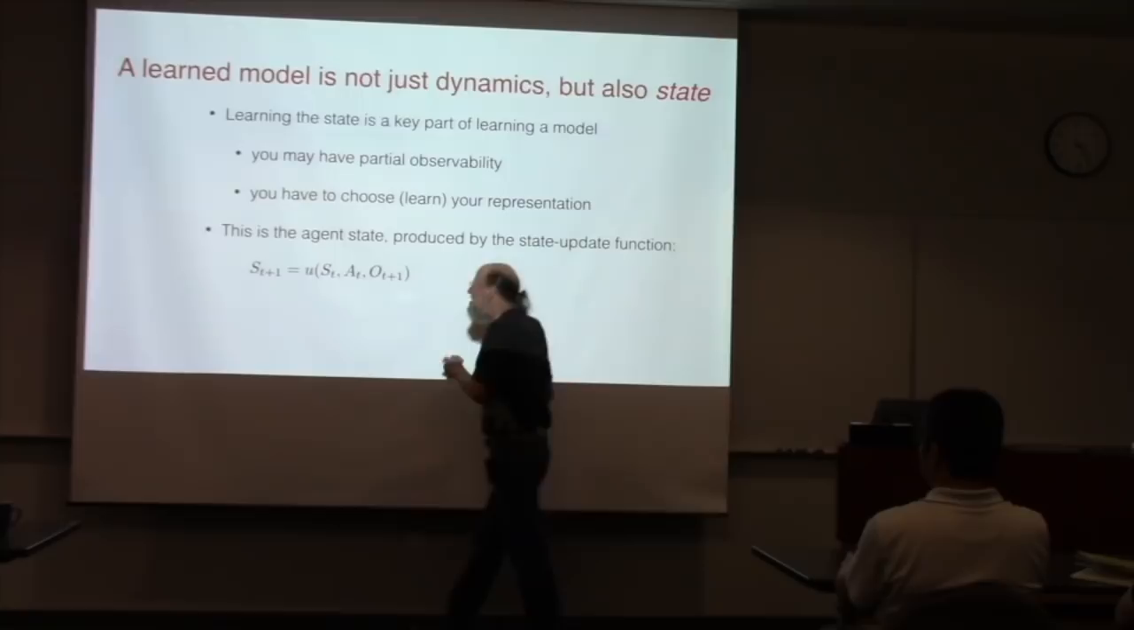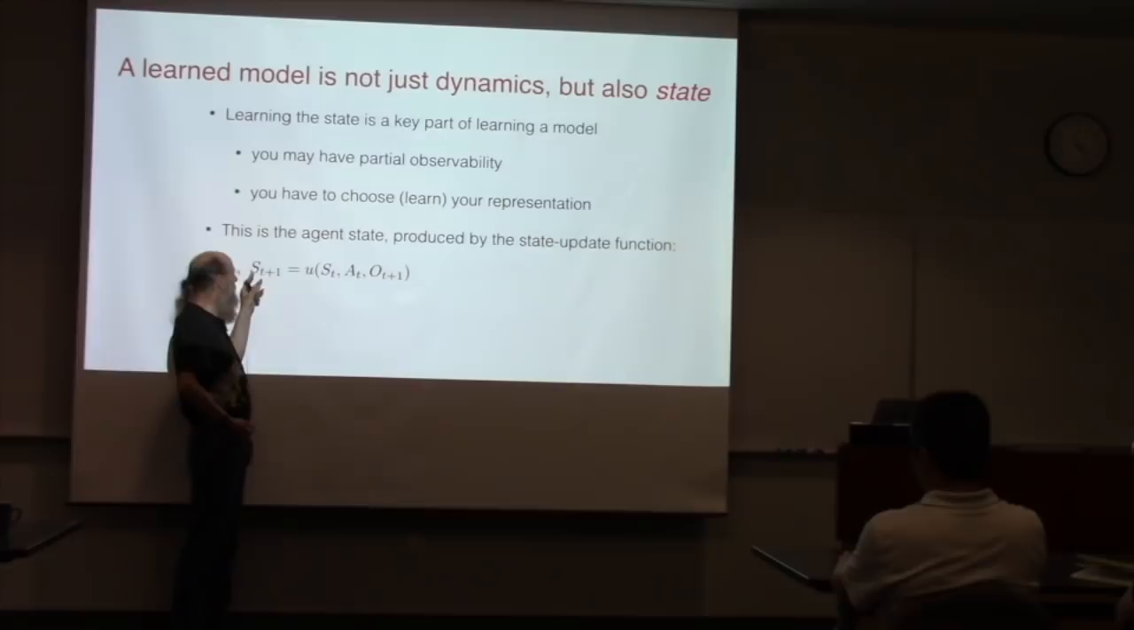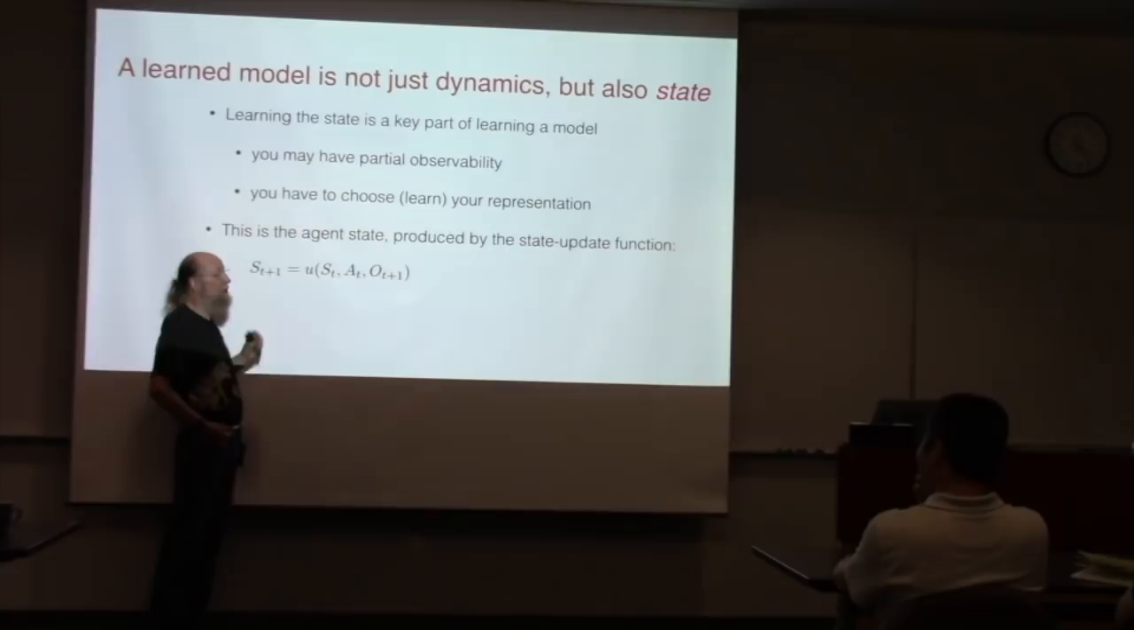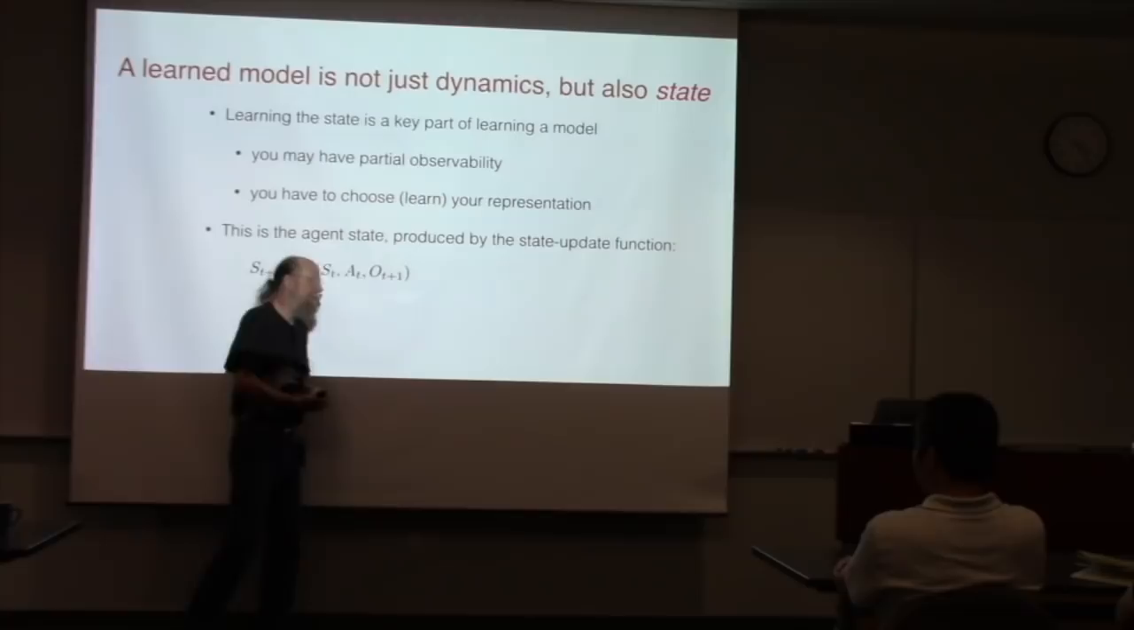So this is the notation I like to use. States, actions, observation stream. You get your observations over time, and you construct your next state from your old state, your most recent action, and your most recent observation. You construct it according to this function U, for update, called the state update function. And this has got to be a learned function. So part of constructing our model is constructing U. It'll have parameters, it'll have to be learned. That's an important part of the model.